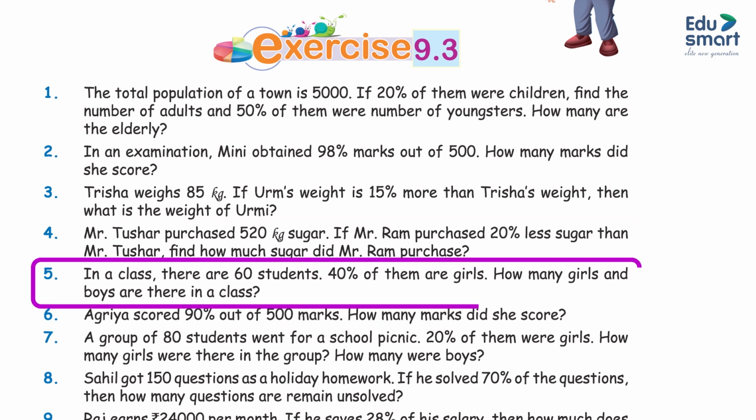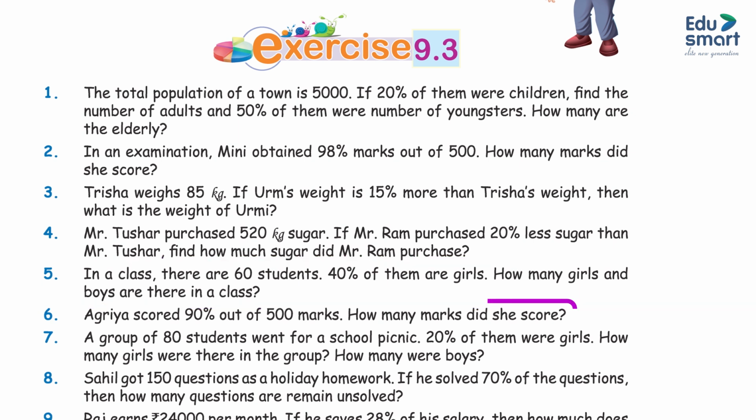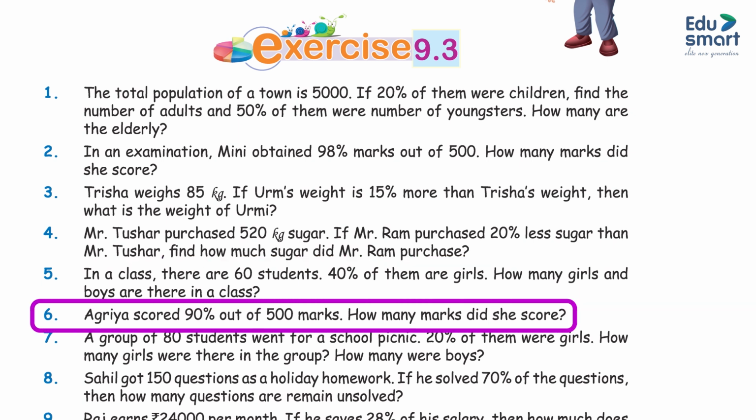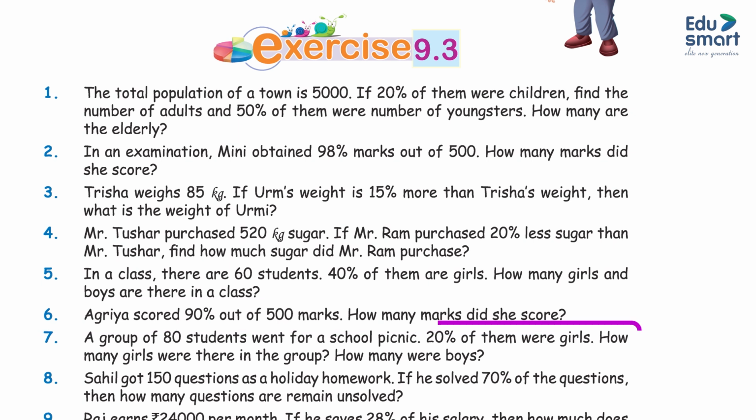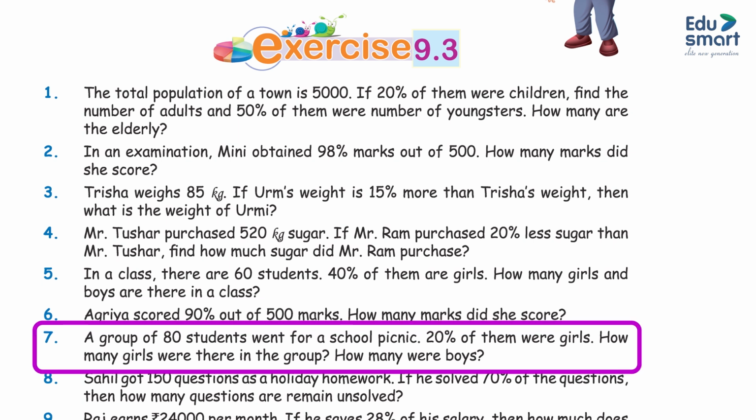Question 5. In a class there are 60 students. 40% of them are girls. How many girls and boys are there in the class? Answer: 24 girls, 36 boys. Question 6. Agriya scored 90% out of 500 marks. How many marks did she score? Answer: 450. Question 7. A group of 80 students went for a school picnic.